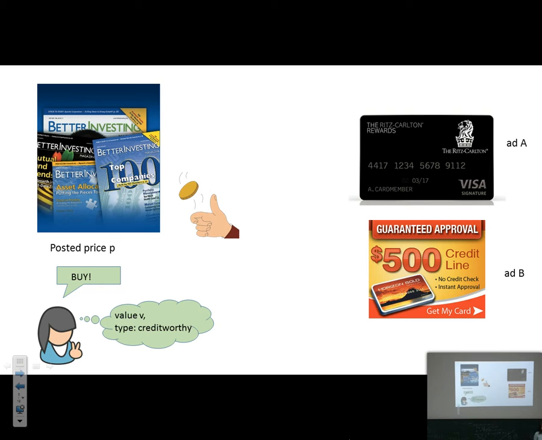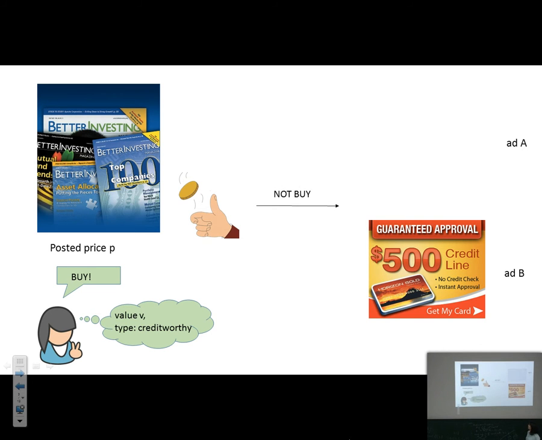And then the seller is going to send a noisy signal to the advertiser about her behavior. So he's going to flip a coin, and here, oops, her buy became a not buy, and so now she's shown the bad ad.